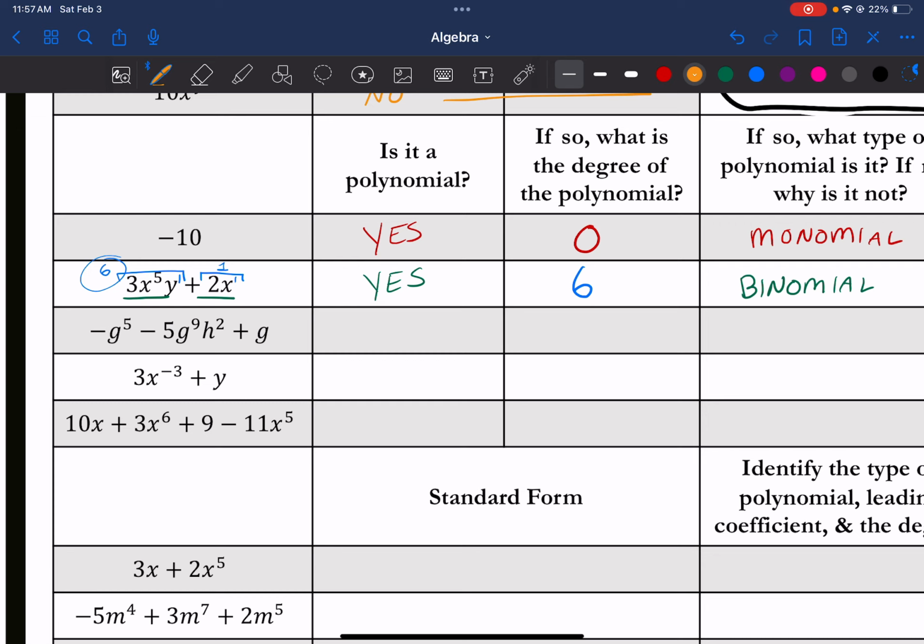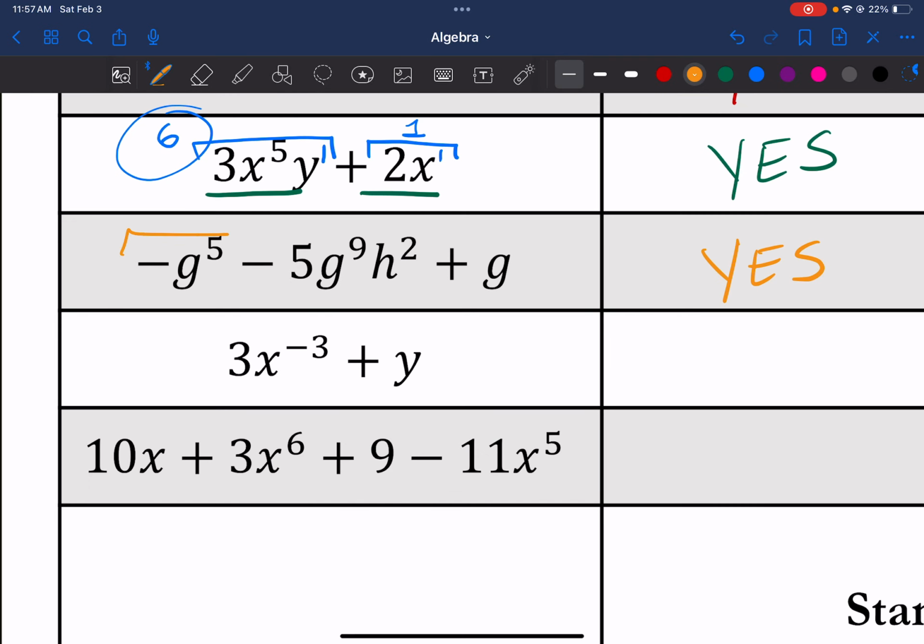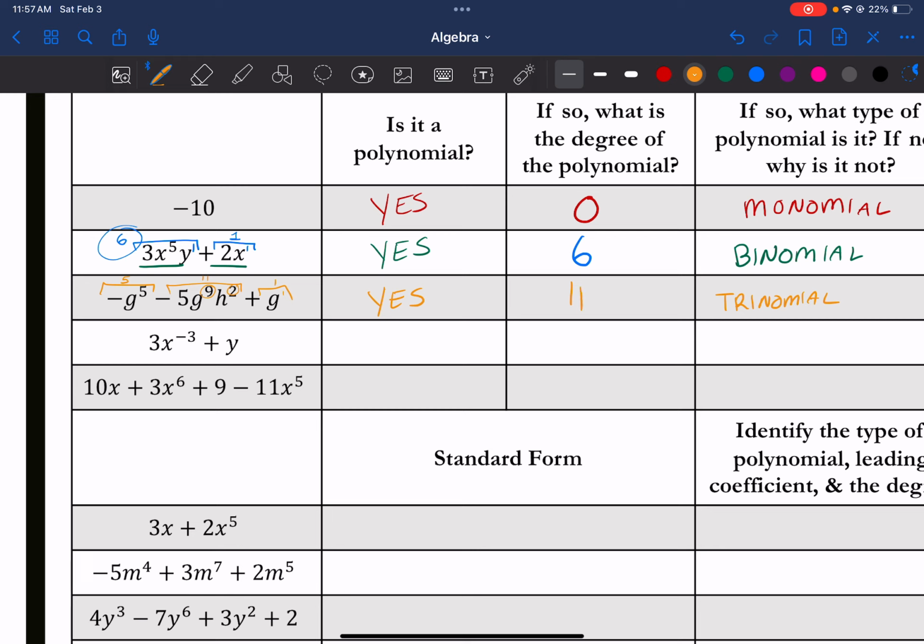The final answer for this is yes. This is a polynomial. It is a trinomial specifically. If we look at our degree, this is a degree of 5. This is a degree of 11, right? We have to add it all up. And then this is a degree of 1. So 11 beats out and 11 wins.